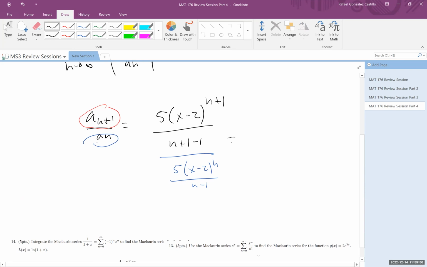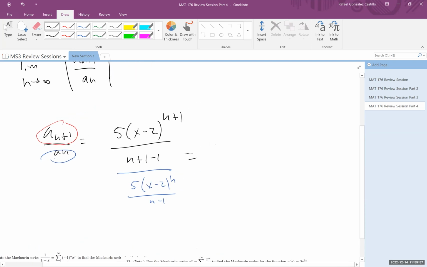Okay, so what do we have here? We have a fraction divided by another fraction, so we could use the keep change flip method. The first one we keep the same, so it's going to be 5 times (x minus 2) to the n plus 1, divided by, you could simplify here, n in the denominator. Instead of dividing by 5 times (x minus 2) to the n over n minus 1, we're going to multiply by (n minus 1) over 5 times (x minus 2) to the n.